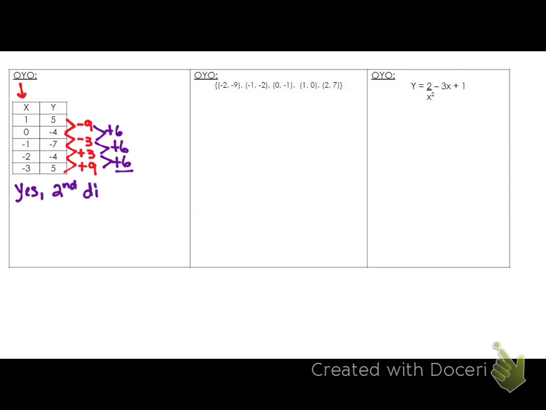Sorry, I was saying something. It's okay. It's all new stuff. Are these all going to be constant? Nope. Are these all going to be quadratic? Nope. I don't know. Maybe. We have to check them out.